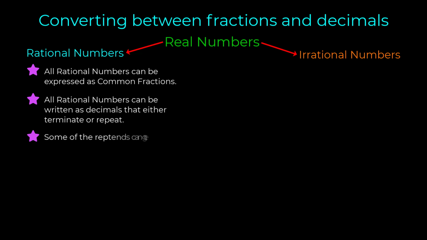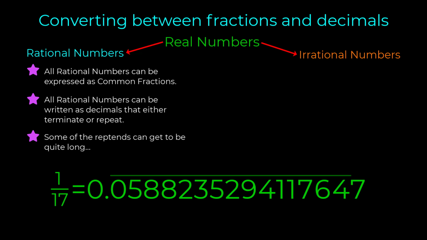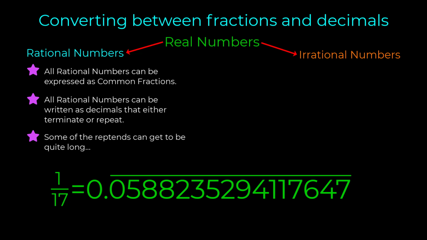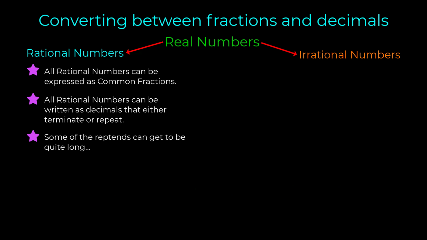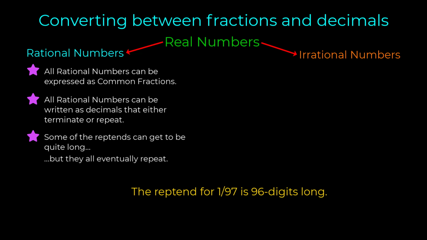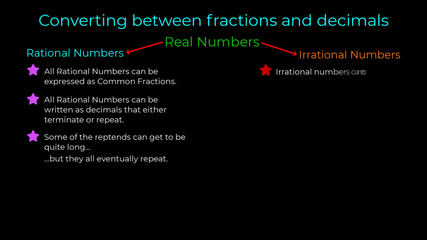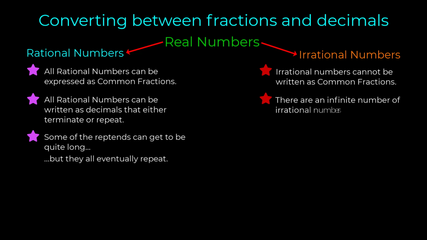Some of these reptends can get to be quite long. The reptend for 1 over 17 is 05882352941176647. The reptend for 1 over 97 is 96 digits long. But regardless of how ugly the reptend is, all rational numbers eventually either terminate or repeat. Irrational numbers are numbers that cannot be written as common fractions. There are an infinite number of irrational numbers, but from a practical standpoint, we only deal with a relatively small number of them. Still, those few tend to pop up often.